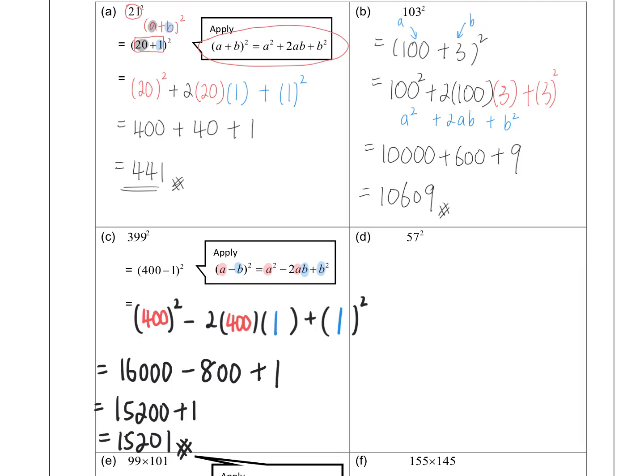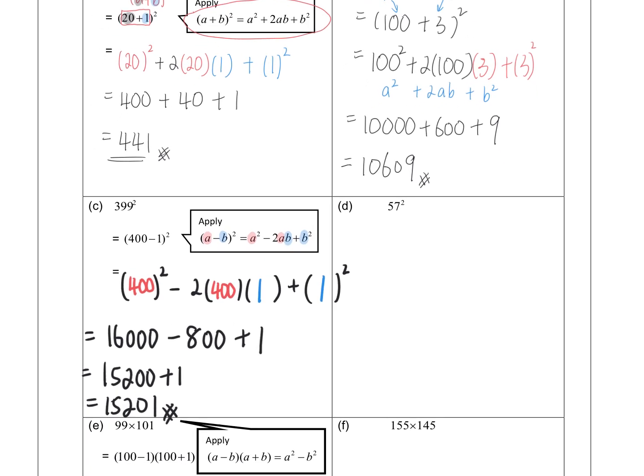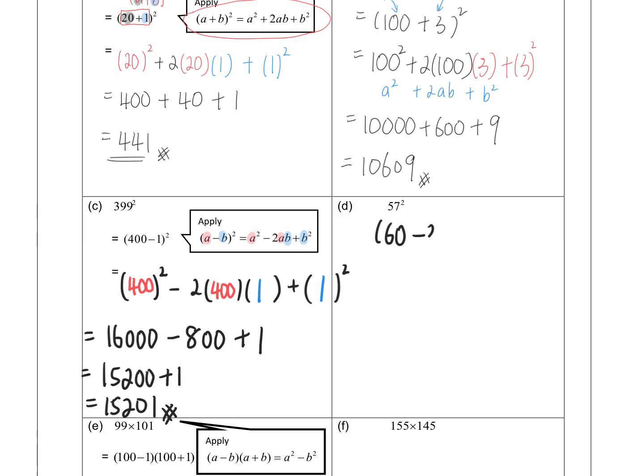Okay, how would you do 57? 50 plus 7 is decent. 60 minus 3 also can. In these two cases, both will work. So if you use this, then use the rule a square minus 2ab plus b square. The a is 60. The b is 3. Okay, put in the values.